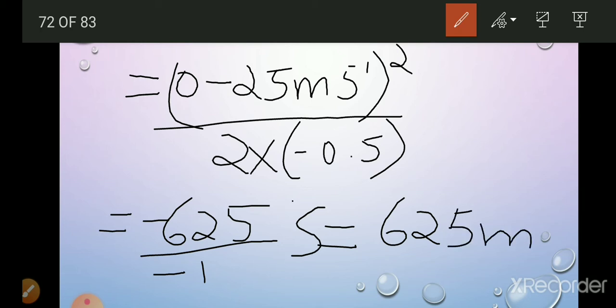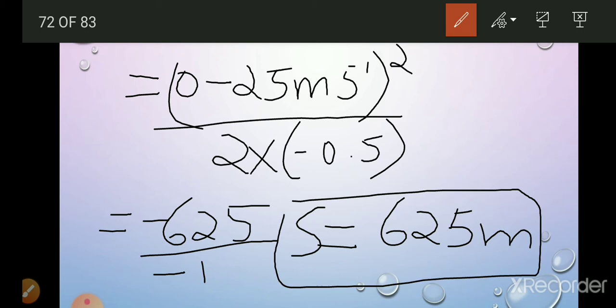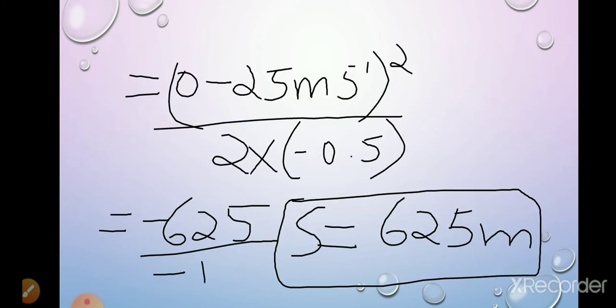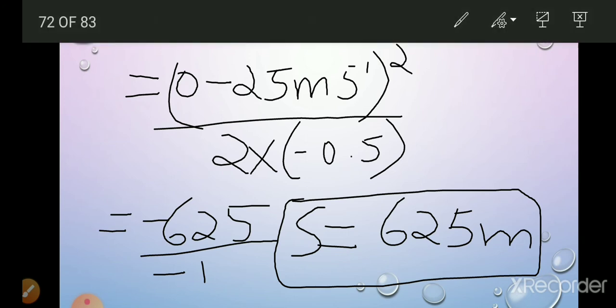So the total distance a train travels before it is brought to rest is 625 meter. It will travel 625 meter before coming to rest. Now let us solve the next problem.